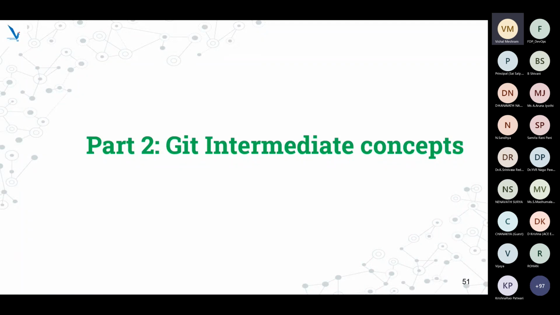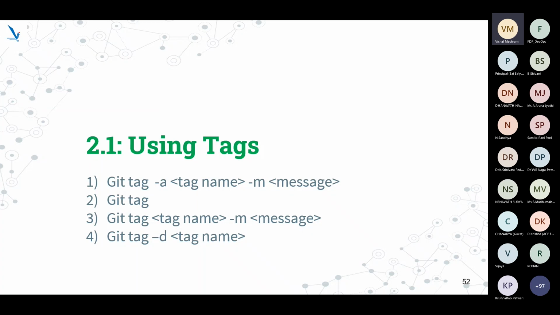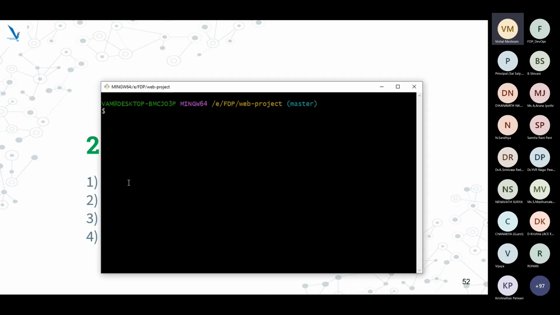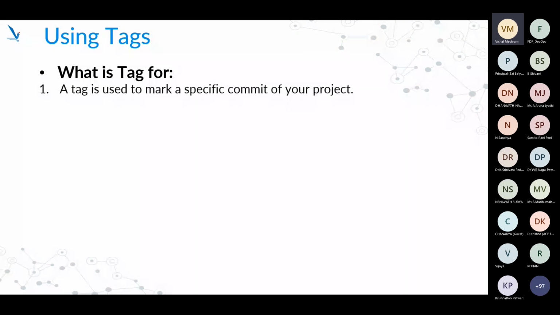So this is the Git intermediate concept now. What is the Git intermediate concept? First is the tag. Tags are for marking. Let's understand this scenario. Let's say you start working on your project, you did some changes, you added files, and at some point you think, now this is ready for my first release, my first version.